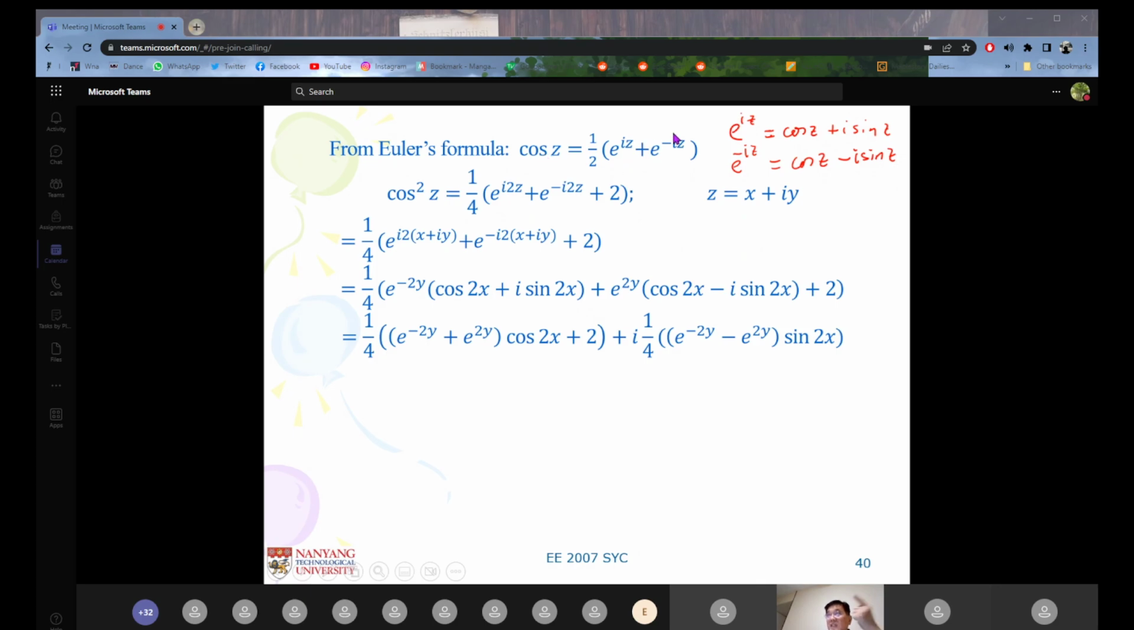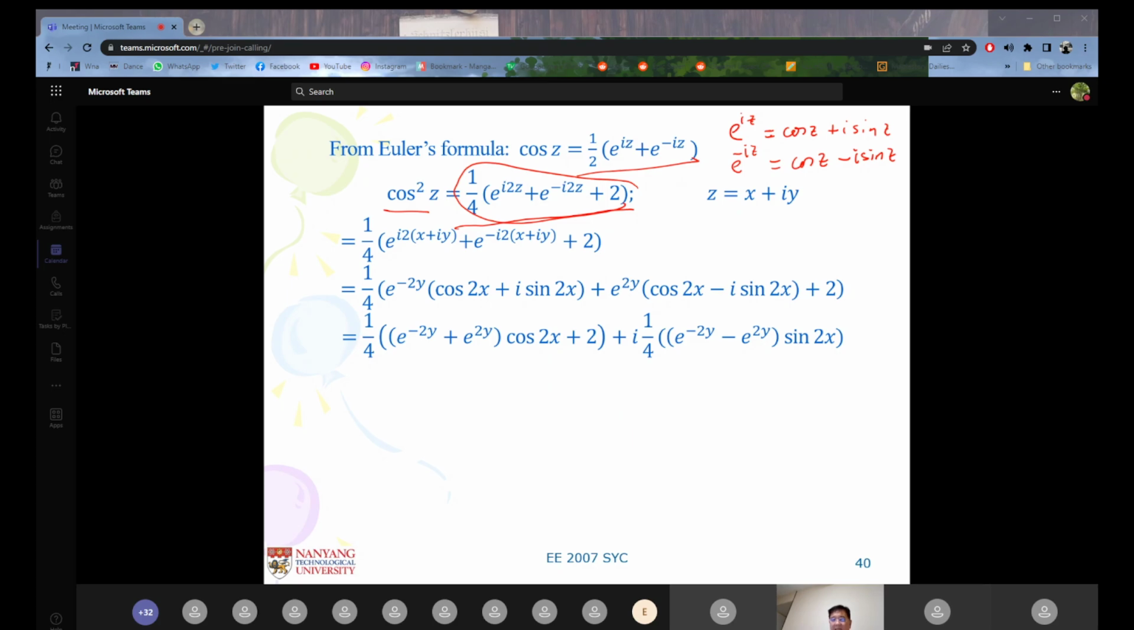Now I wanted cosine square z. So I square this. I don't square this part here, this is no use. I cannot use this function here. So I will square it on the right hand side to get this. So now instead of cosine square z, I have a simpler exponential function to represent my cosine square z.